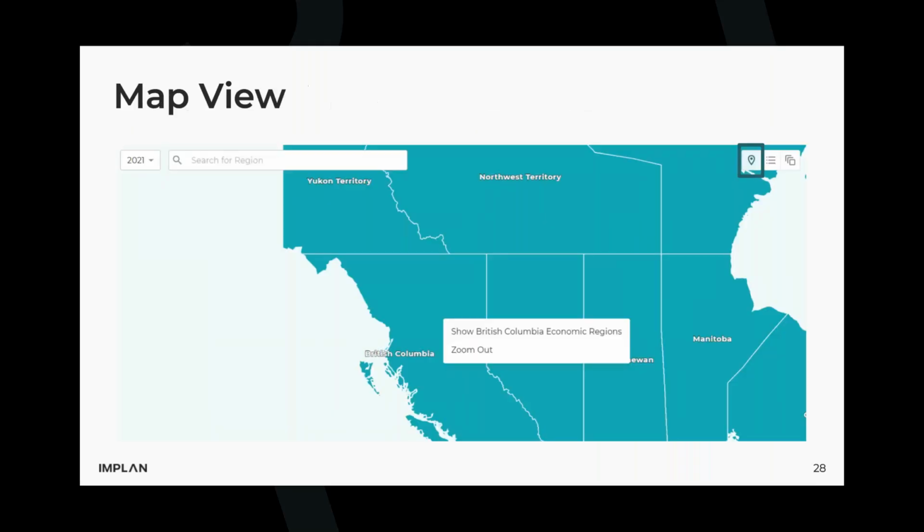Now, to access the economic region data, there are two ways that you can do this. The first way is via the map view. So on the map view, you simply right-click on the province of interest and select Show Economic Regions. It will zoom down into that province and provide the geographic layout of that province and where the economic regions are. You can also search for an economic region in the search bar in the top left.